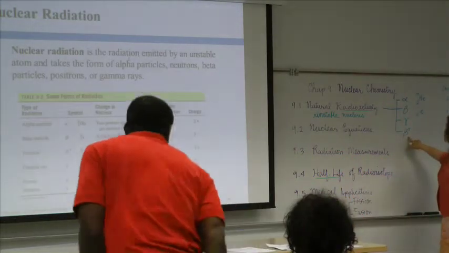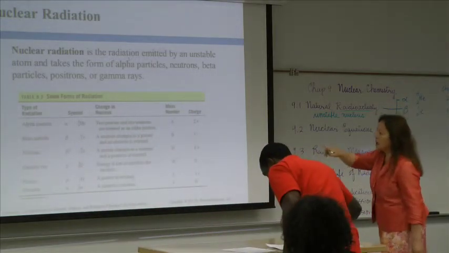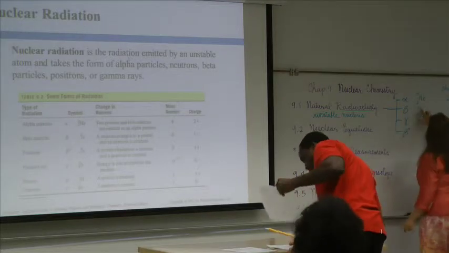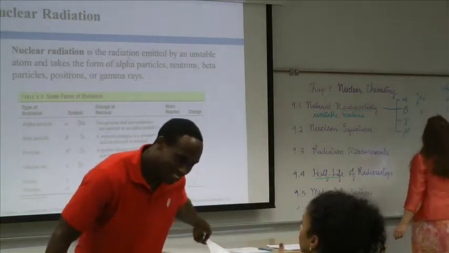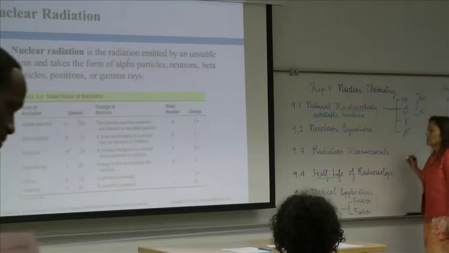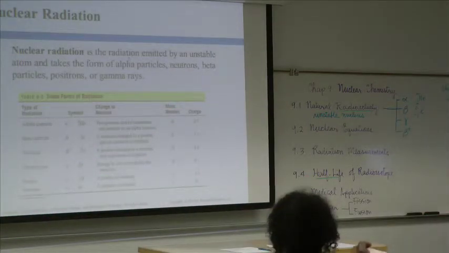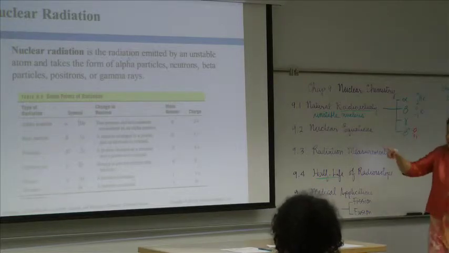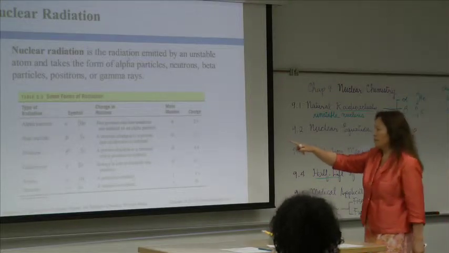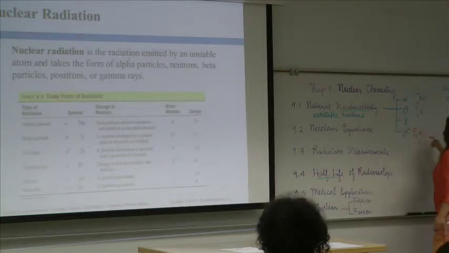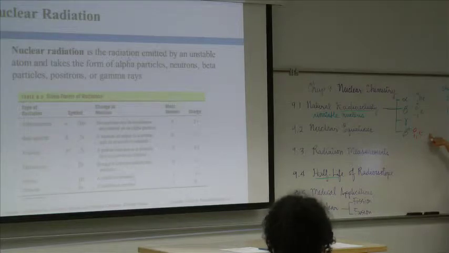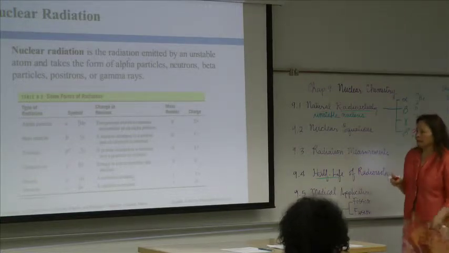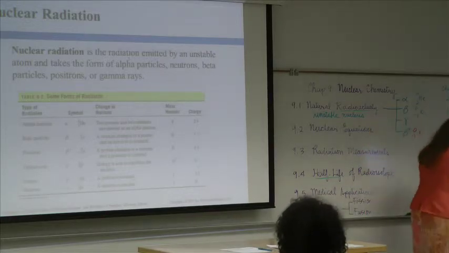And then a positron is an anti-electron, beta plus. How's that designated? Oh, I wrote it upside down, right? 0, -1. And since it's an anti-electron, I'm going to make that red. So it's 0, +1, right? This is called antimatter, right? And then we have the gamma ray, which is 0, 0, also designated gamma.